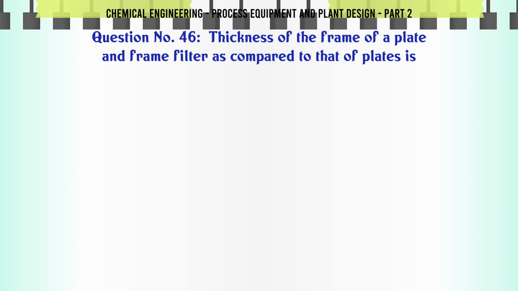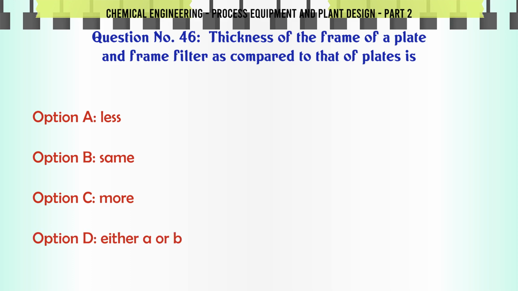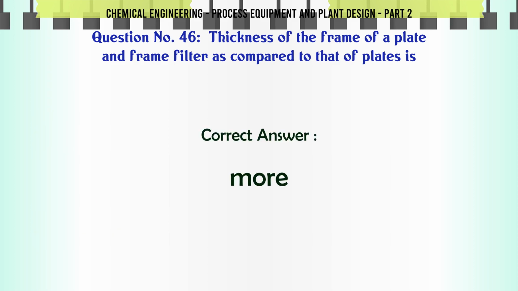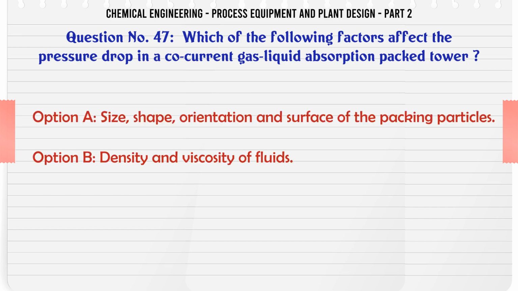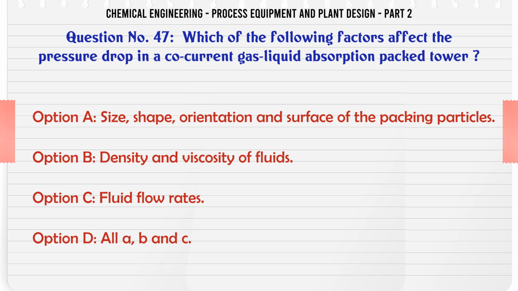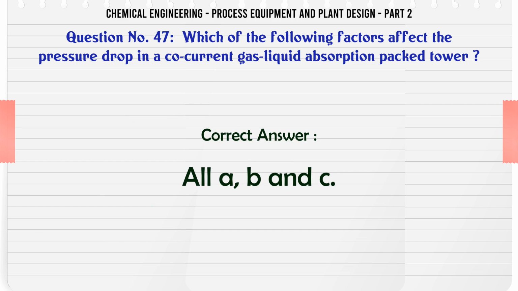Thickness of the frame of a plate and frame filter as compared to that of plates is A. Less, B. Same, C. More, D. Either A or B. The correct answer is more. Which of the following factors affect the pressure drop in a co-current gas liquid absorption packed tower? A. Size, shape, orientation and surface of the packing particles. B. Density and viscosity of fluids. C. Fluid flow rates. D. All A, B and C. The correct answer is all A, B and C.